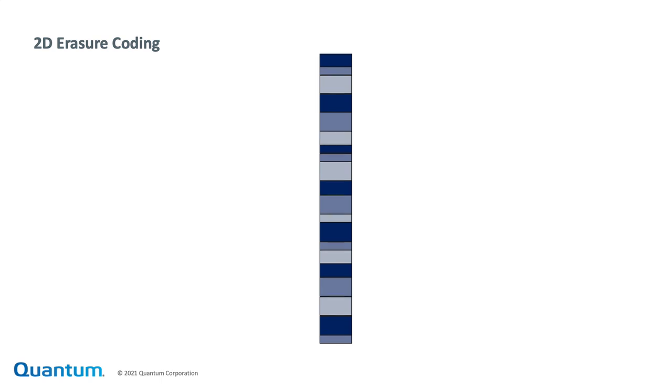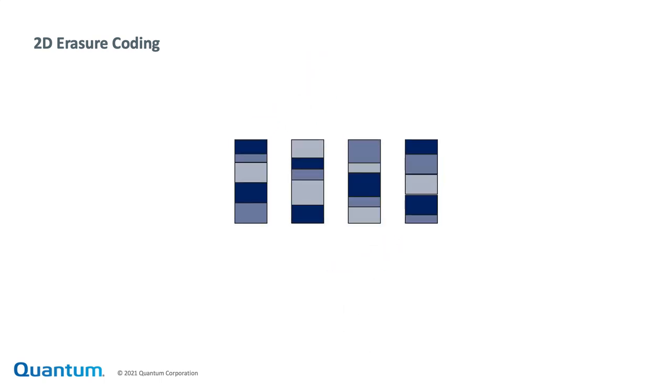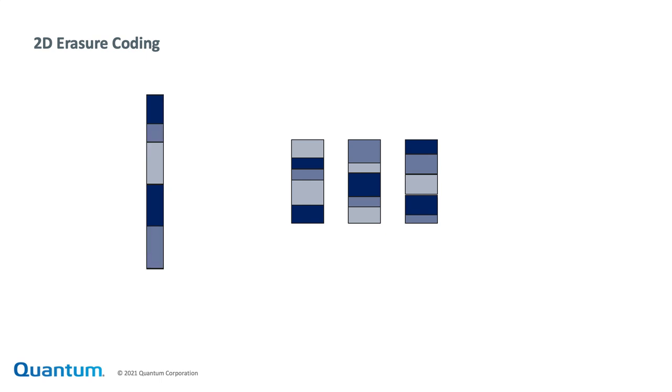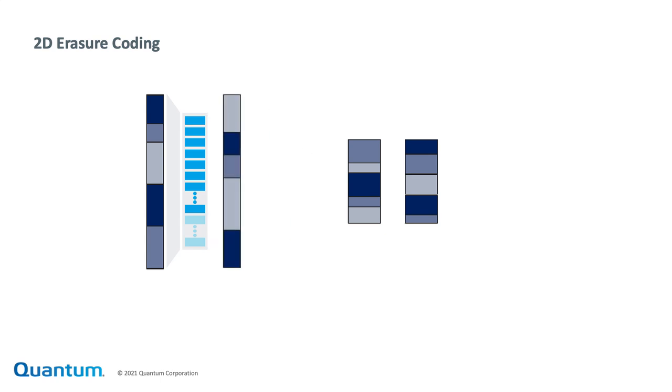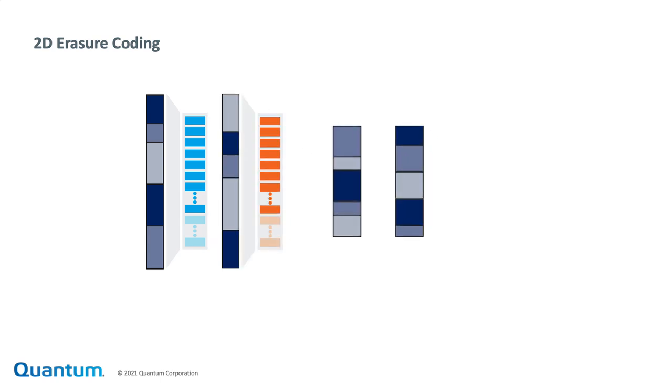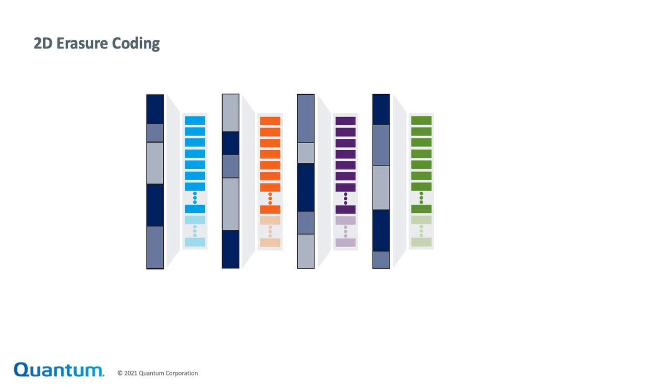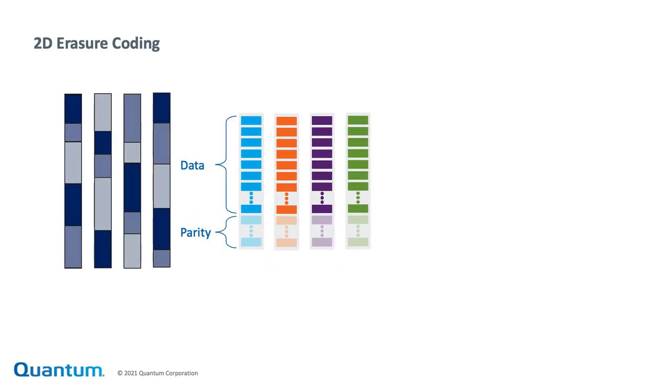The container is then split into some number of segments. In this example, for simplicity, I'm using 4, but that number can be as high as 20 depending on the selected durability policy. Each one of these segments then goes through erasure coding, and we end up with some number of data shards and some number of parity shards. The same happens to each segment. This is erasure coding in a single dimension, the vertical dimension.